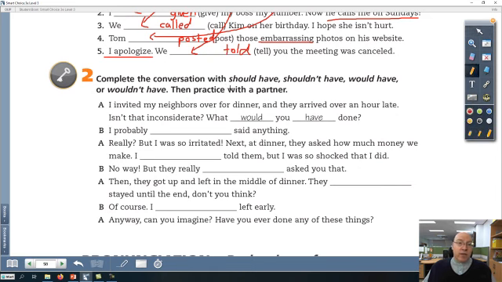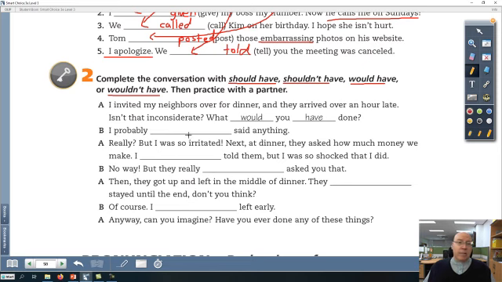Okay, we're going to use a combination of all sorts of things here. We're going to bring in our negatives. So we say should have, shouldn't have, would have, or wouldn't have here. Okay. Number 1 is already done. It says, I invited my neighbors over for dinner, and they arrived over an hour late. Isn't that inconsiderate? What would you have done? Oh, we got a question here, a WH question. What would you have done?